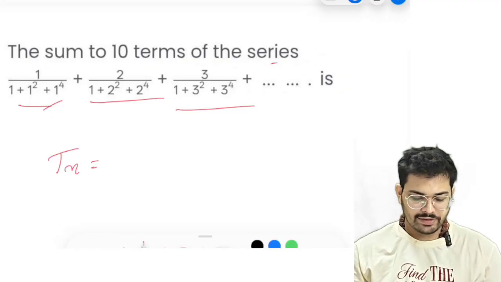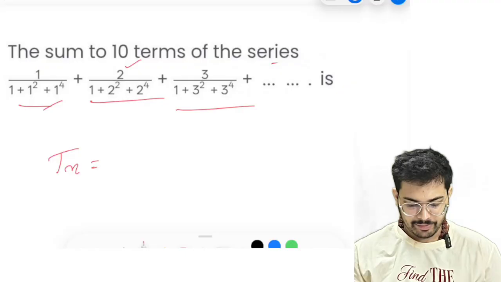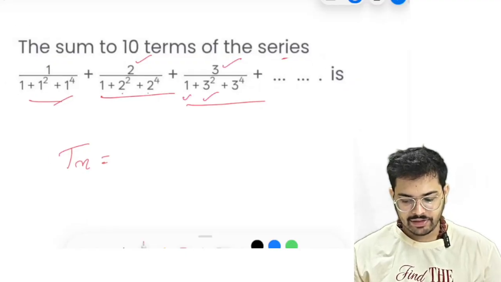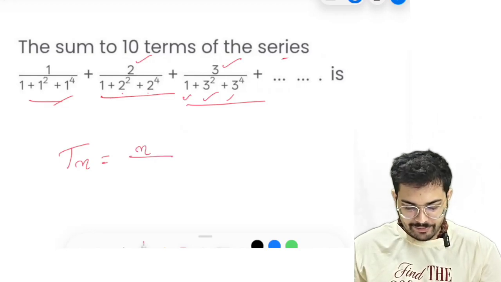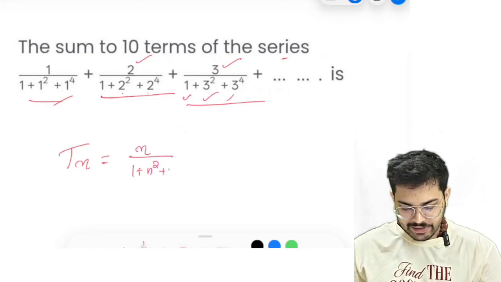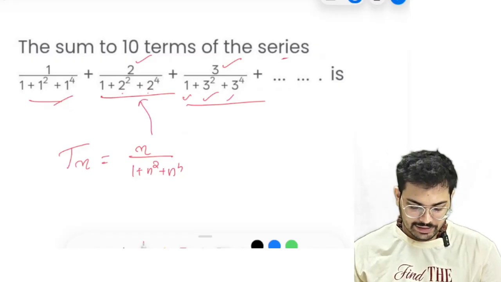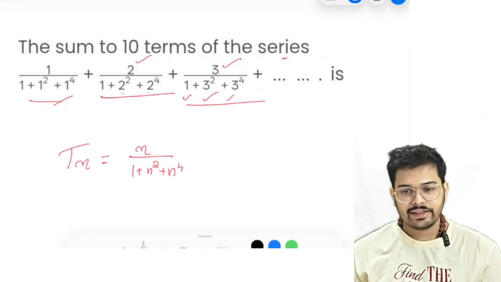If you observe closely, the second term is 2 divided by 1 plus 2 square plus 2 raised to 4. Similarly, this is 3 divided by 1 plus 3 square plus 3 raised to 4. Therefore, the nth term you can write as n divided by 1 plus n square plus n raised to 4. That's the form. Now, when you put n equal to 2, you will get the second term. N equal to 3, you will get the third term. And if you put n equal to 1, you will get the first term.